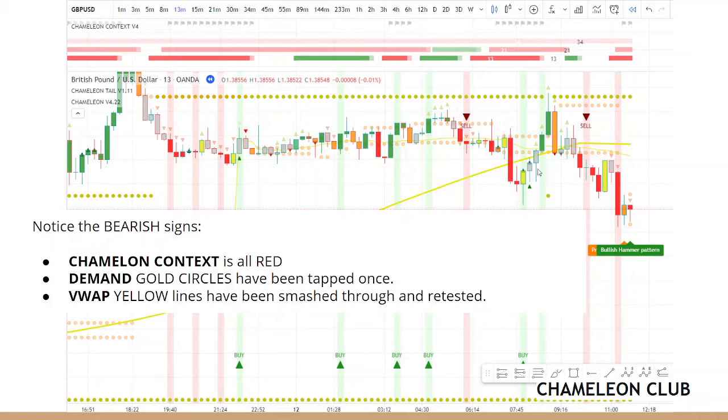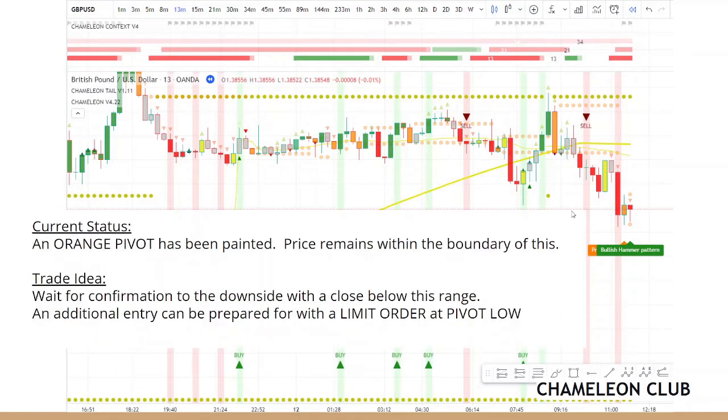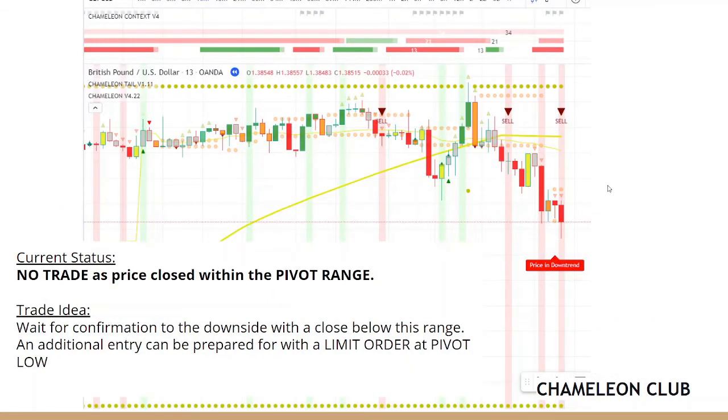An orange pivot has been painted. Price remains within the boundary of this. A trade idea is forming. We wait for the confirmation to the downside with a close below this pivot range. An additional entry can be prepared for with a limit order at any pivot low.